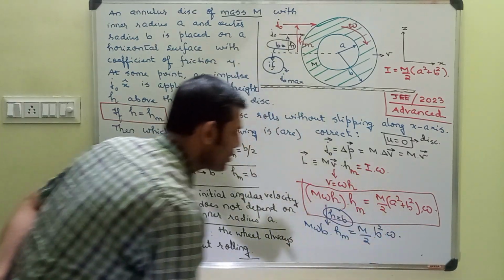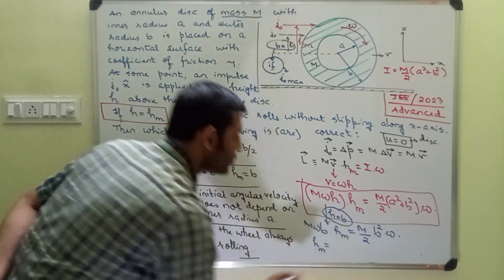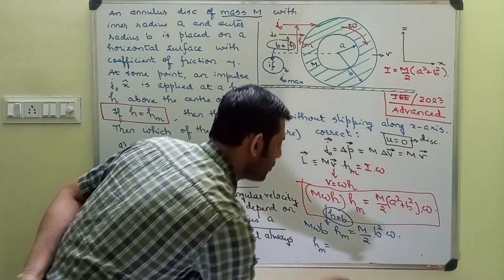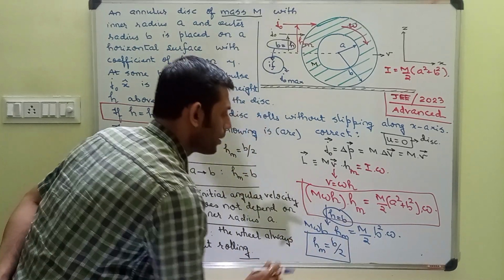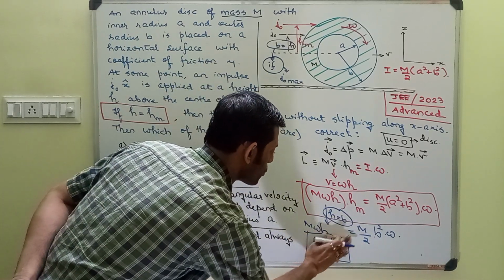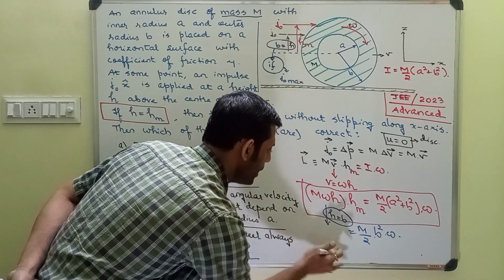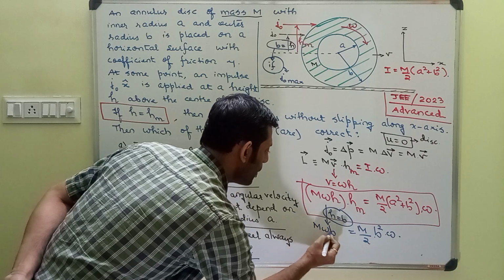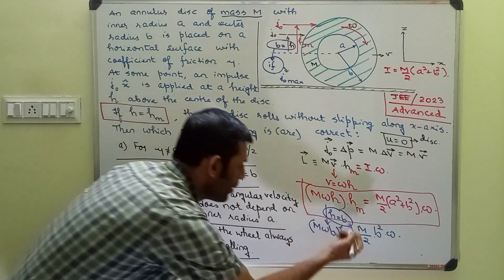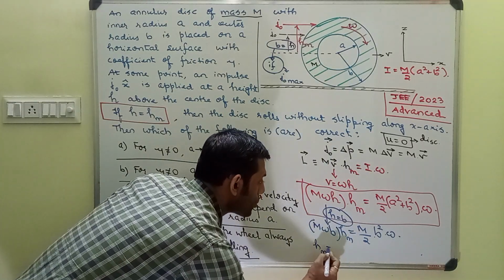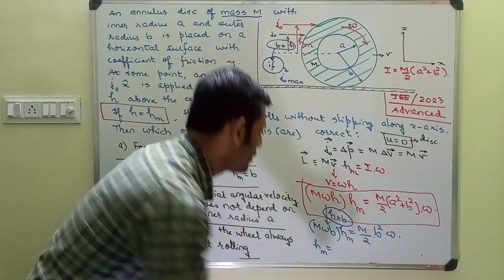Remove m omega b from the situation, and you get a b by 2 solution for hm. I'm so sorry, I'll solve it again. What I'm saying is m omega b into hm. If you remove m omega b, then hm is going to be equal to b by 2.